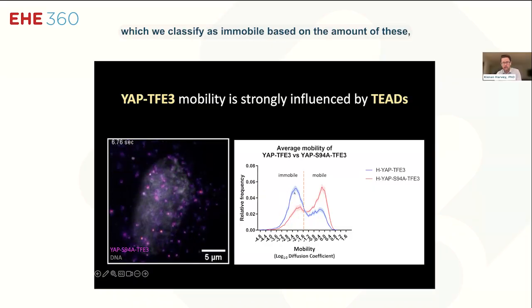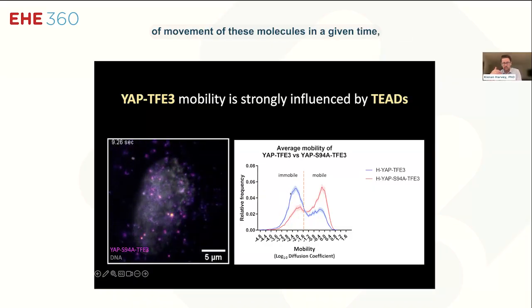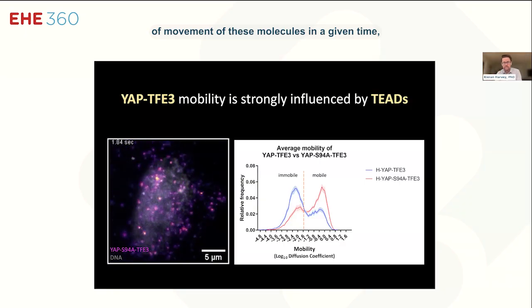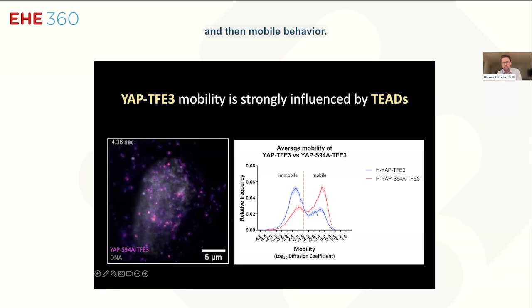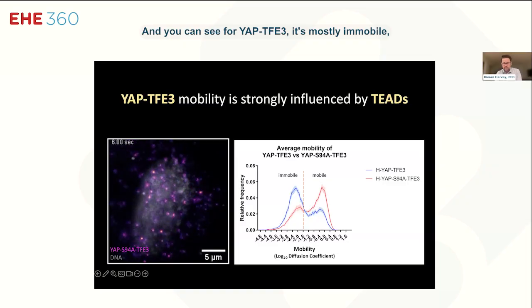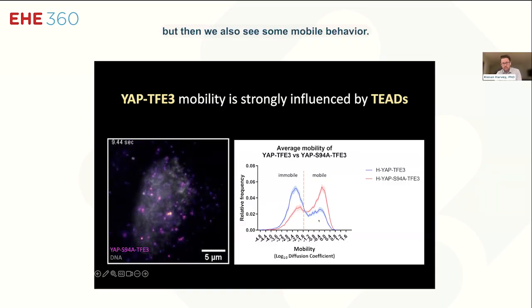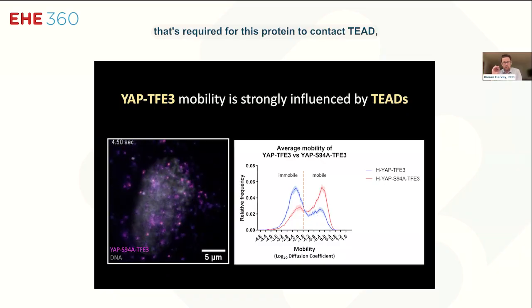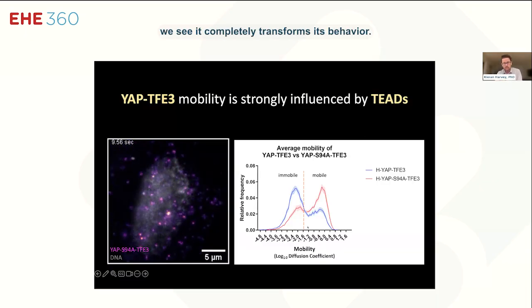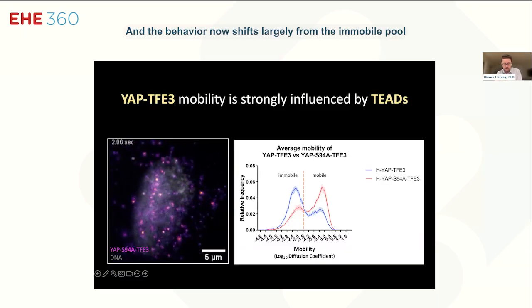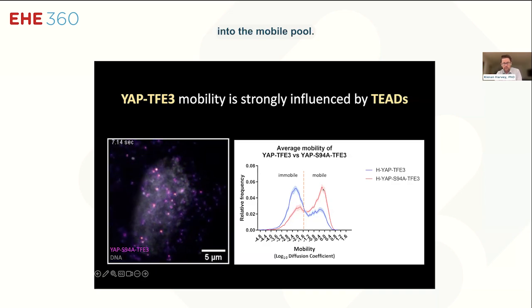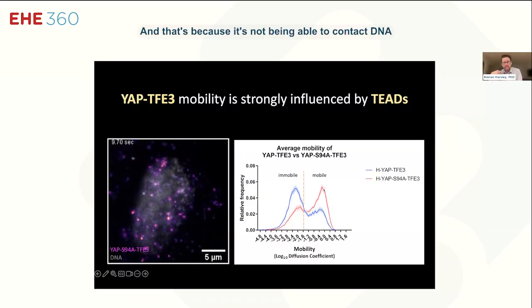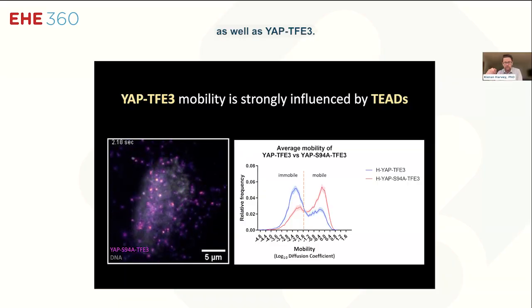which we classify as immobile, based on the amount of movement of these molecules in a given time, and then mobile behavior. And you can see for YAP-TFE3, it's mostly immobile, but then we also see some mobile behavior. Now, when we mutate just a single amino acid that's required for this protein to contact TEADs, we see it completely transforms its behavior. The behavior now shifts largely from the immobile pool into the mobile pool. And that's because it's not able to contact DNA as well as YAP-TFE3.